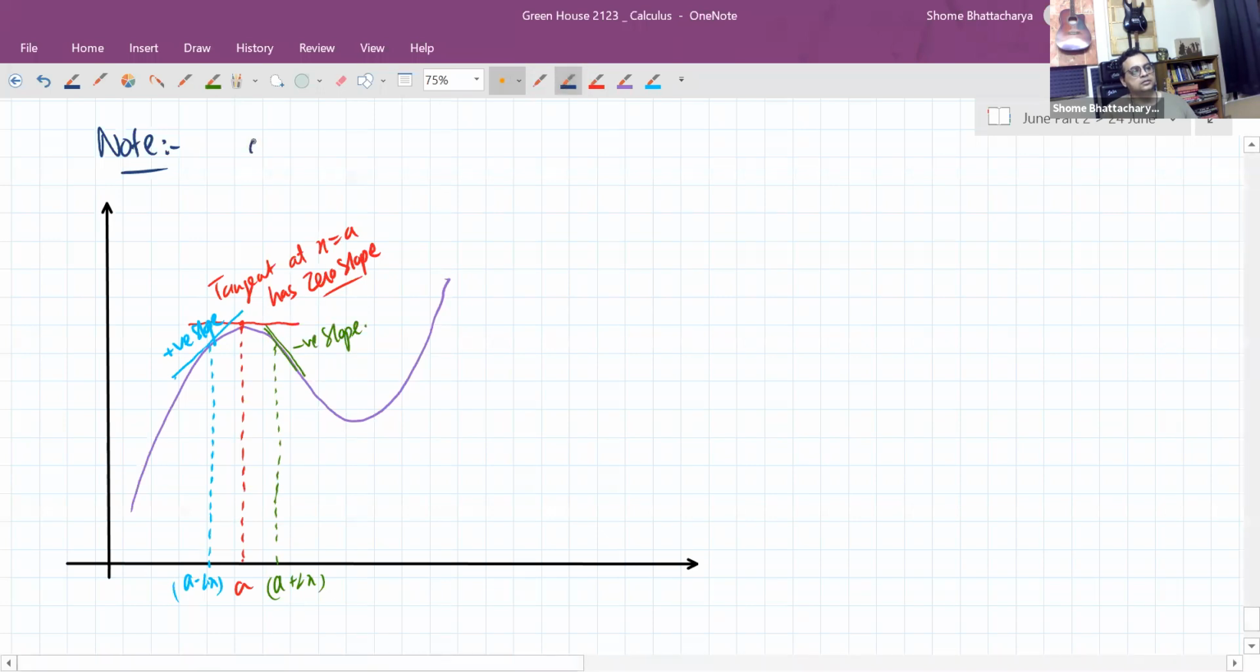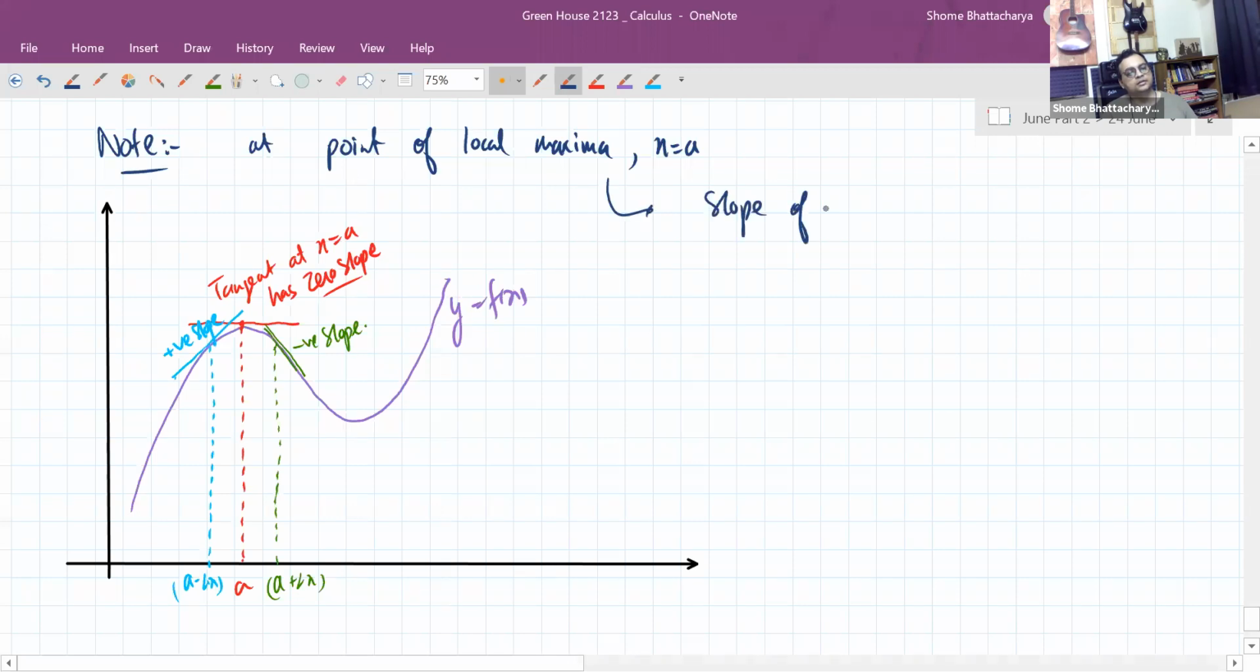So additionally, at the point of local maxima, x equal to A, the slope of tangent at x equal to A will be 0. Okay.